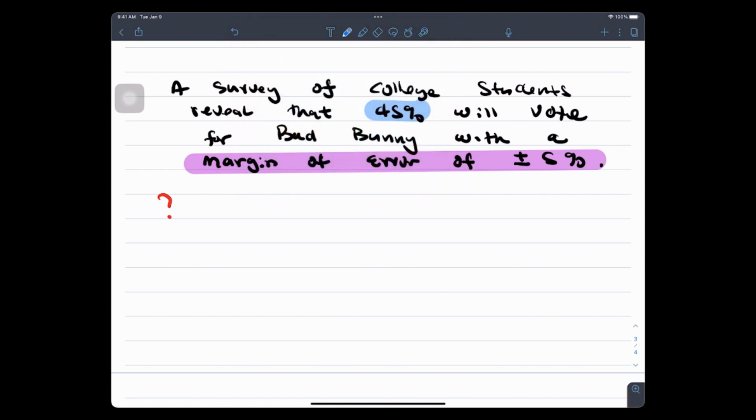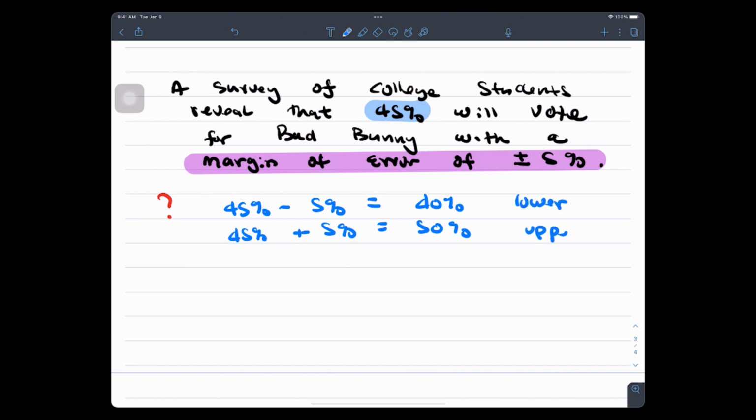Do you guys know they're really giving you an interval estimate? This is what they mean. They say take the 45%, subtract the 5%. Okay? Take the 45% and add the 5%. What's 45 minus 5? What's 45 plus 5?